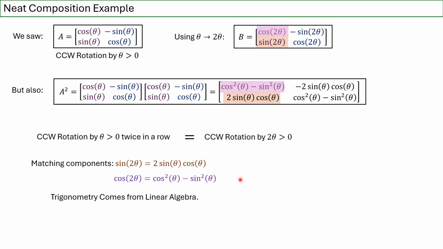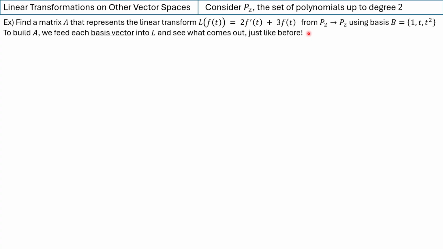All right, so here's kind of the heart of this point. Trigonometry is not just a list of random rules to memorize. These identities come directly from the beautiful properties of linear algebra. All right, so now I have a new example for you, a challenge example about linear transformations on other vector spaces. This might look a little intimidating because it involves calculus, but the process is identical to our geometric examples. We just need to track where our basis vectors land.